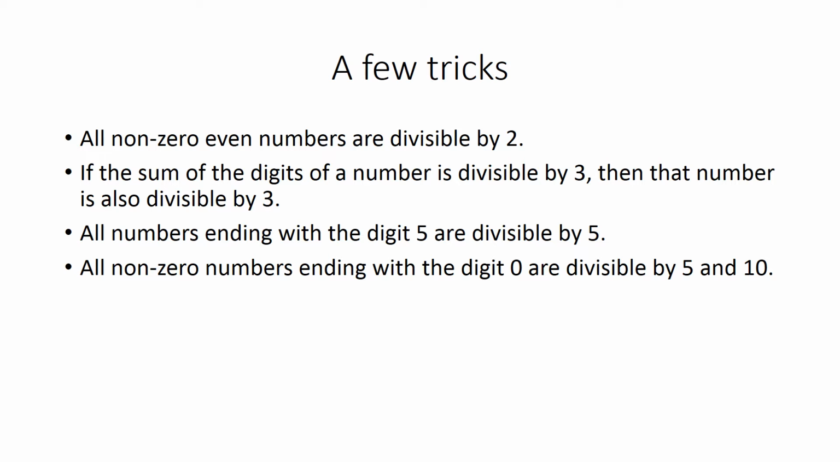All numbers ending with the digit 5 are divisible by 5. All the non-zero numbers ending with the digit 0 are divisible by 5 and 10.